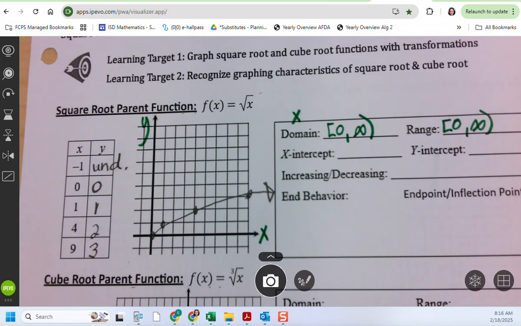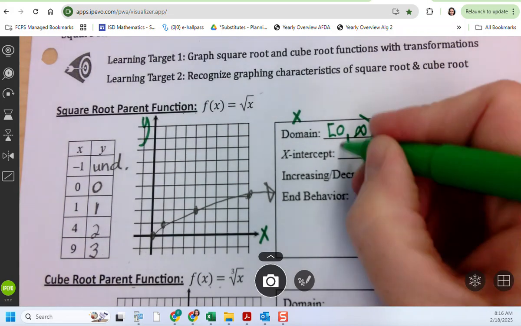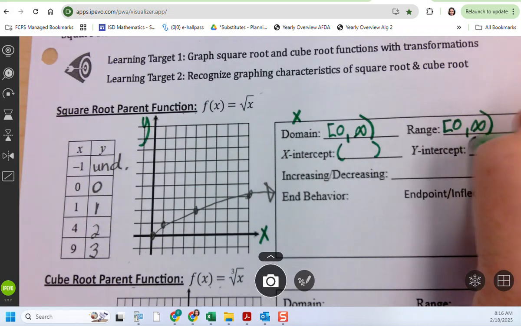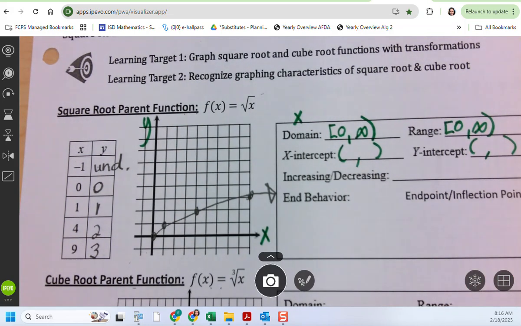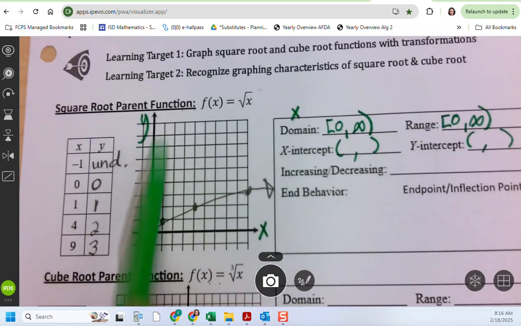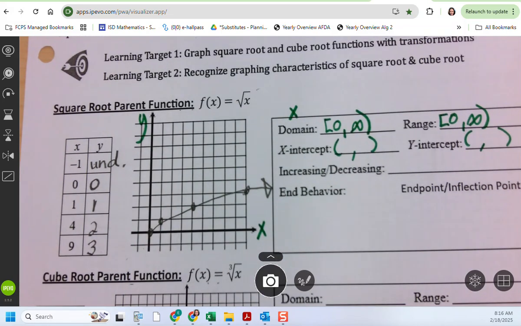Your x-intercept and your y-intercept, these are points. So points are always going to be written with parentheses. And this graph happens to cross the x-axis and the y-axis at the same point, which is the origin at (0, 0).